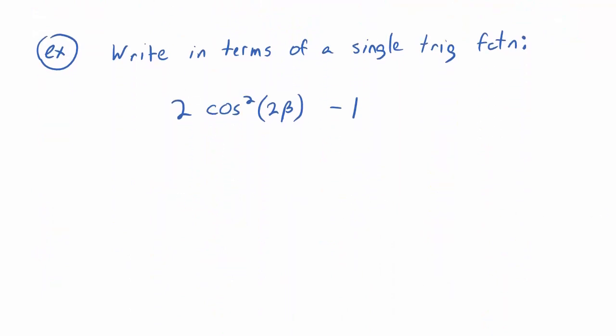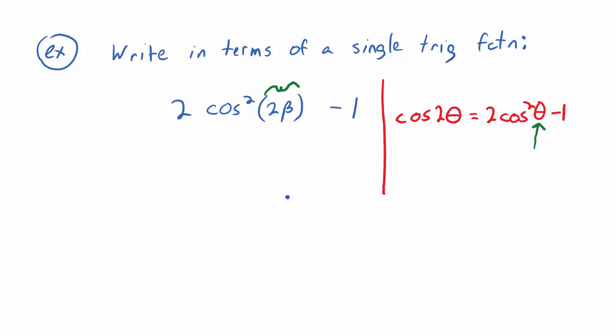The identity I want to make use of is one of the double angle identities for the cosine of 2 theta. Turns out that's equal to, one of the right-hand sides is 2 cosine squared theta minus 1. Okay, so is it a problem that this theta doesn't match up here? No, in fact, we treat it like a substitution. We just say theta is equal to 2 times beta.